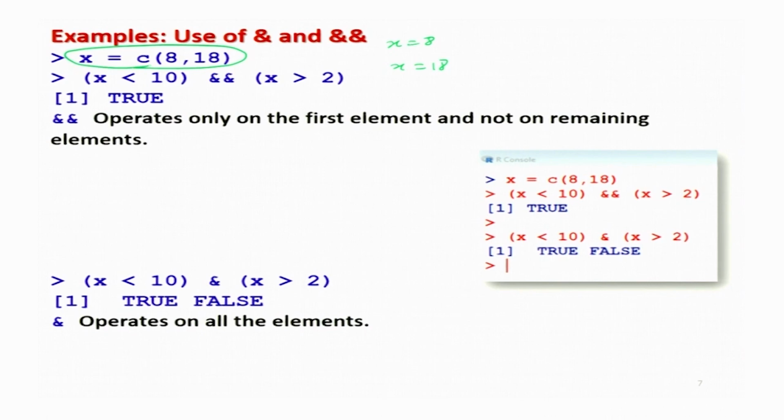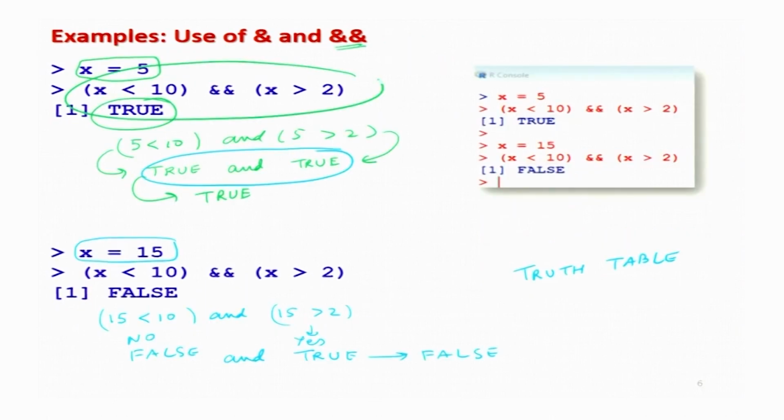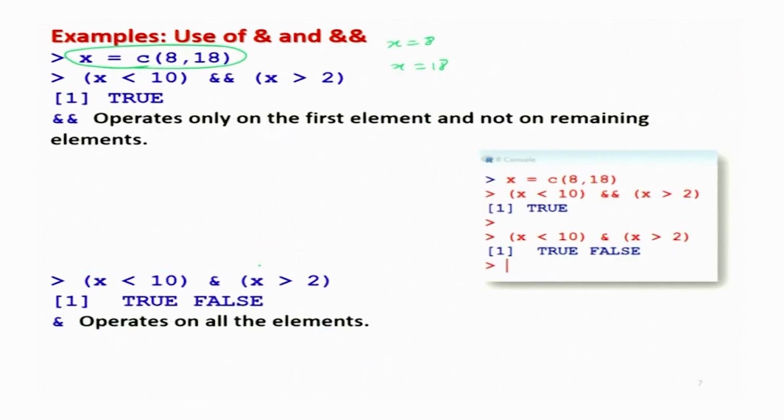Now I want to use the same condition which I used in the earlier example. You can see this is x less than 10 and x greater than 2. So, this is the same condition, x less than 10 and x greater than 2, and I use single and double operators here. What is your objective? x has two values, so you expect that R will start working and first choose the first value, and then judge whether x is less than 10 and x is greater than 2 for x equal to 8.